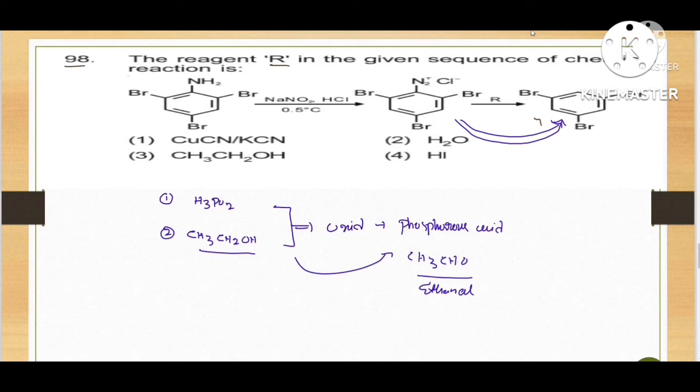So our correct answer is 3. Option 4 is also not satisfied. Why? Because we have to use only H3PO2 and CH3CH2OH, mild reducing agents. Mild reducing agents will be used to convert benzene diazonium salts to arenes.